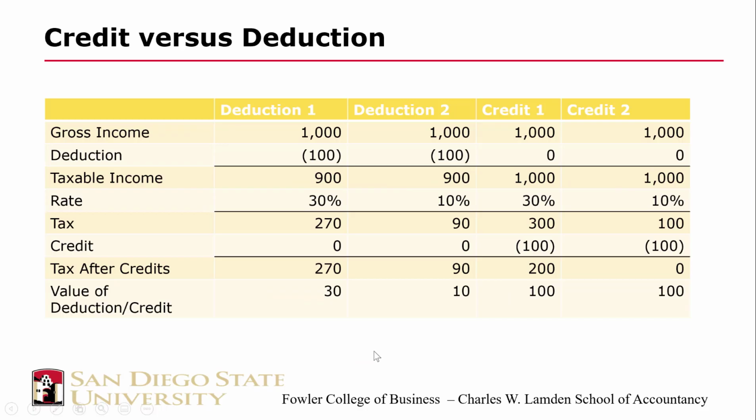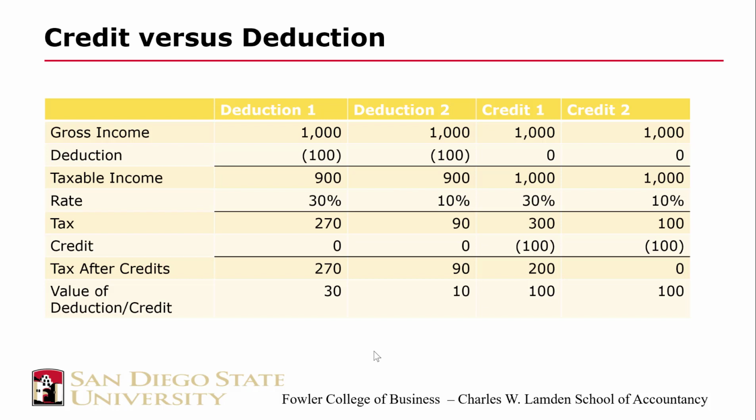So the tax is 10% of $90. So what does that deduction save? Well, it saves 100 times 10%. Well, that's only $10, right? So you can see the savings of $30 is greater. Why? Because it's rate dependent.